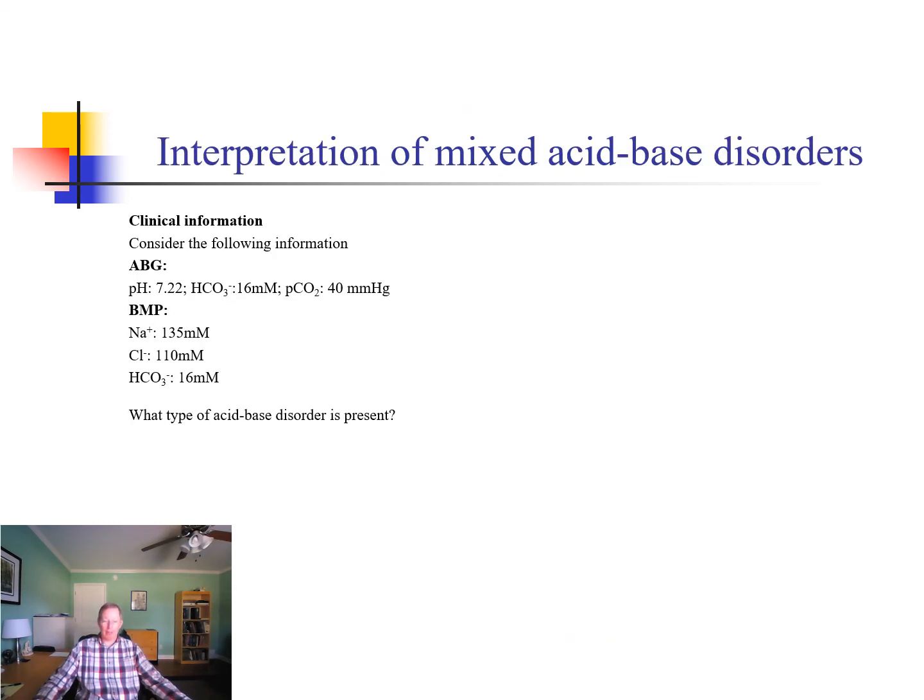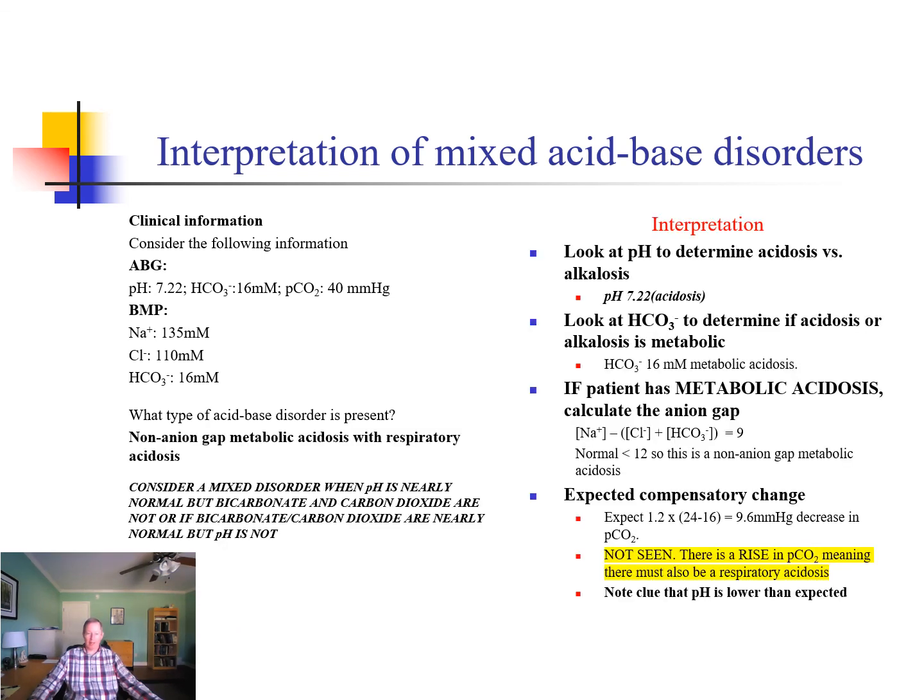So here's an ABG, pH 7.22, bicarbonate of 16, PCO2 of 40. BMP is given here. What's the acid-base disorder? Now, pH 7.22, same thing. It's acidosis. It's less than 7.40. I look at the bicarbonate, 16, which would imply a metabolic acidosis. Anytime I say metabolic acidosis, I'm going to calculate an anion gap. In this case, it's a non-anion gap metabolic acidosis with a gap of 9.